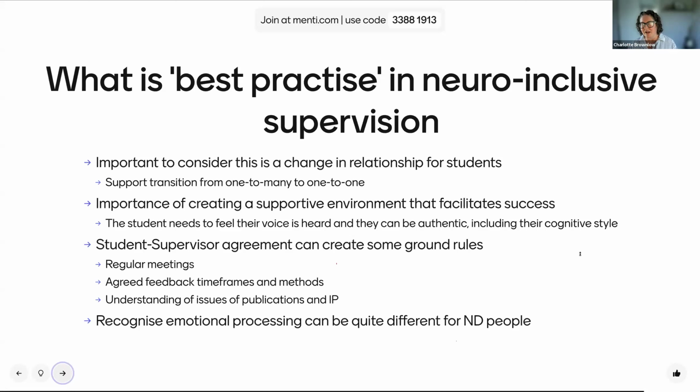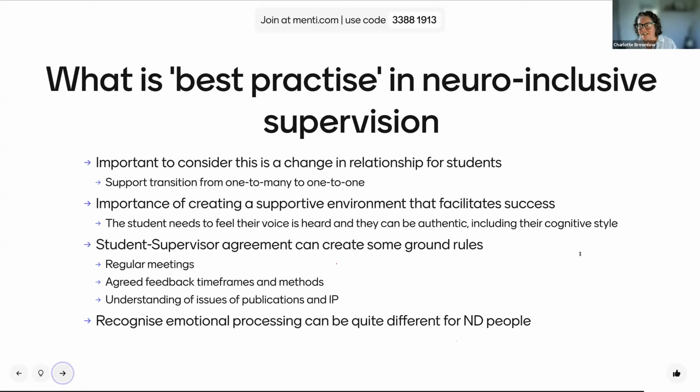So we need to think about how that kind of change is going to be managed and what kind of ground rules are going to be put in place. Part of that is going to be really working hard to create a supportive environment that's going to facilitate success.